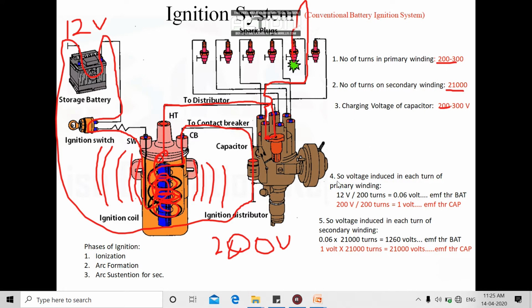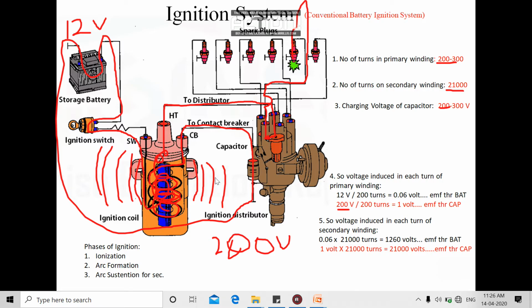Now come to point number 4, this red one. We have applied a 200 volt supply across the primary winding. Due to that, a much stronger magnetic field is supposed to develop. Due to that magnetic field, current starts to flow in the secondary winding.